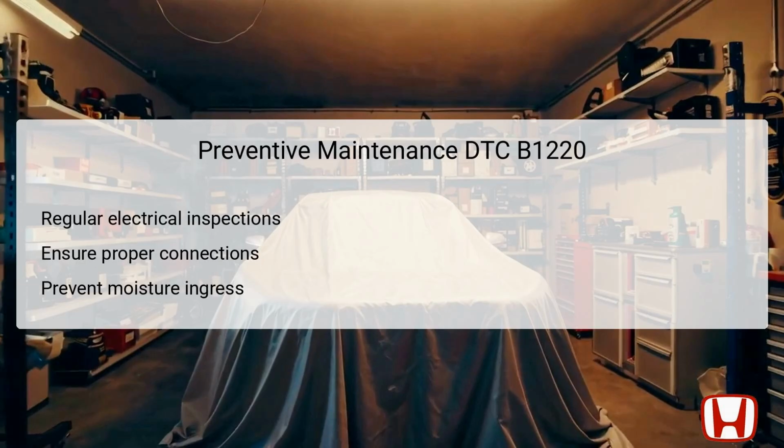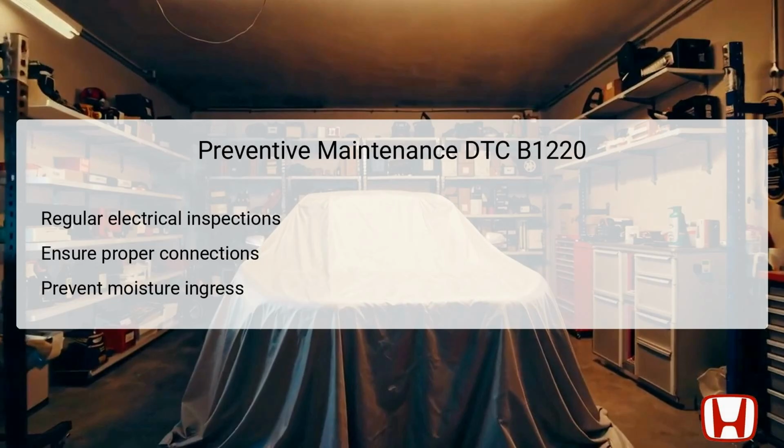To prevent the occurrence of DTC B1220 and similar electrical issues in the future, implementing a regimen of preventive maintenance is key. Regular inspections of the vehicle's electrical system can help proactively identify shorts and open circuits before they escalate into more significant problems. Ensure that all electrical connections, especially those associated with the climate control and recirculation system, are secure and intact. Loose connections could lead to faults in operation, so maintaining tight connections is critical.